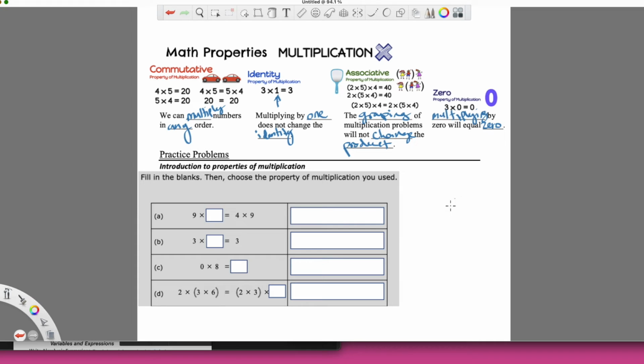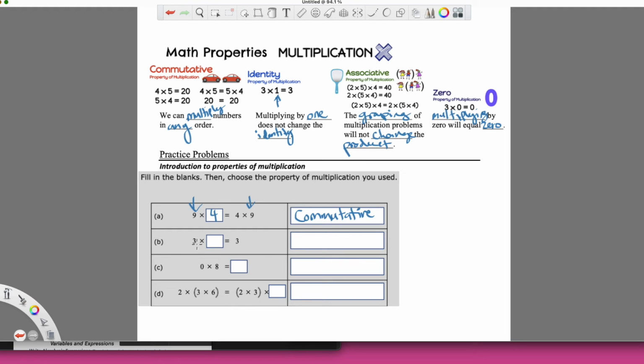All right, so let's go ahead and look at the example down here. So we have 9 times something equals 4 times 9. Well, if I want them to be equal, I need to make sure I'm using the same number. So I have 9 and 9. So that means that this missing number must be my 4, because I want to get the exact same answer on both sides. And all I've done is switch the position. I've moved them around, the numbers, not the grouping. So that's my commutative property, because I'm moving the numbers, but I'm still multiplying them all. I'm just multiplying them in a different order.